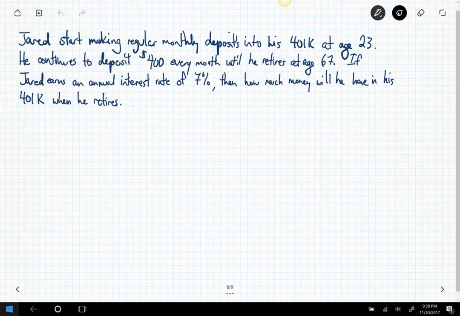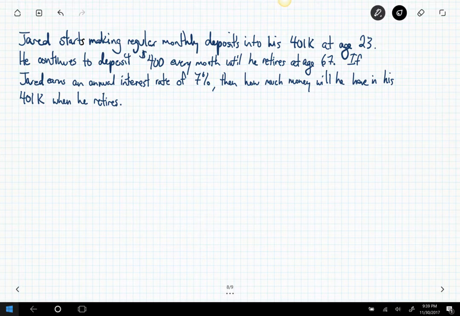Jared starts making regular monthly deposits into his 401k at age 23. He continues to deposit $400 every month until he retires at age 67. Jared earns an annual interest rate of 7%. How much money will he have in his 401k when he retires?